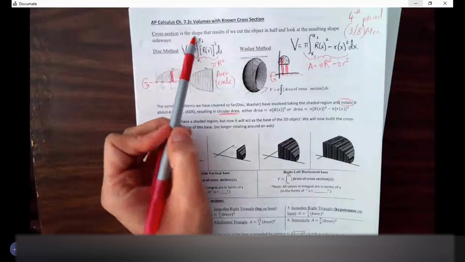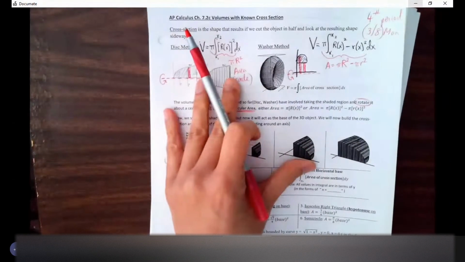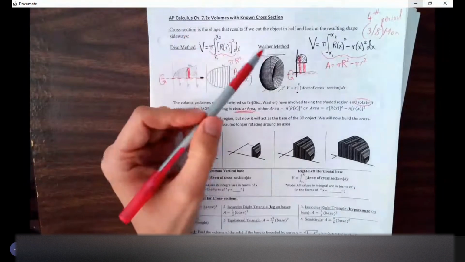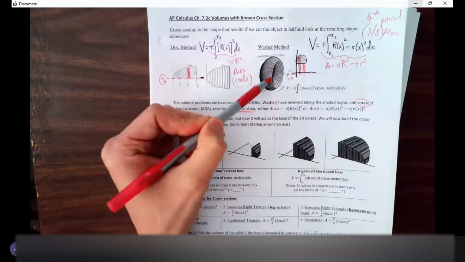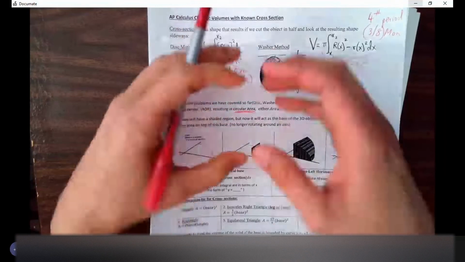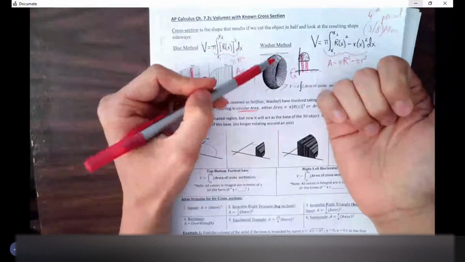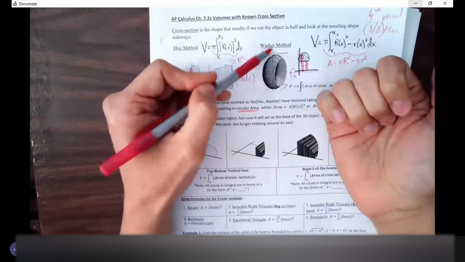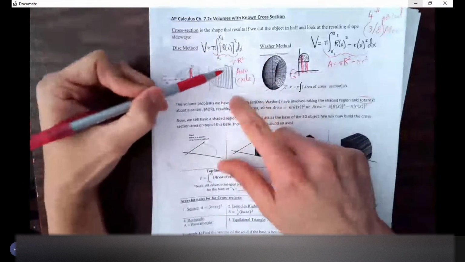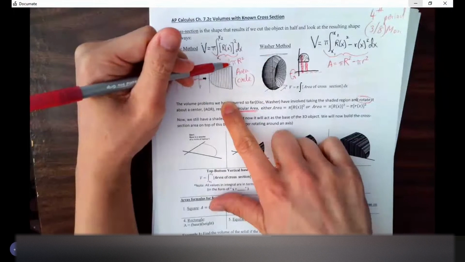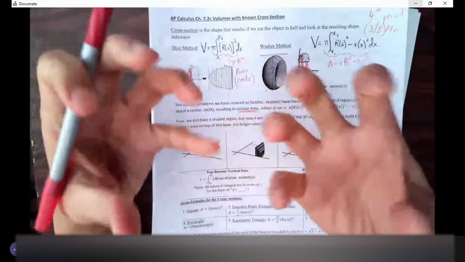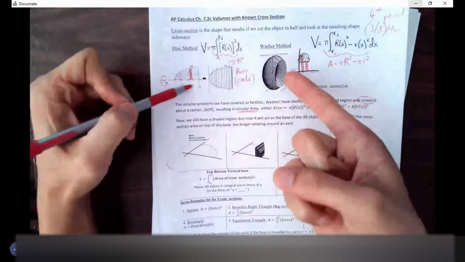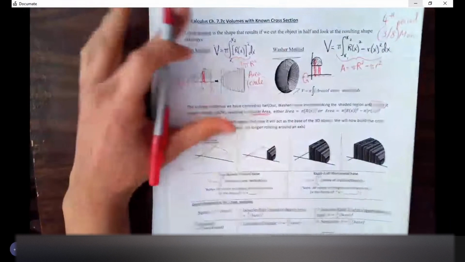So cross section is the shape that results if we were to cut the object in half and look at the resulting shape on the inside. So if I were to slice this disc either here or in the middle or in the back, if I open it up, I'm going to see circular rings, right? I'm always going to get a consistent cross-section shape no matter where I slice it, as long as I'm slicing in this orientation. Same thing here, right? I could be slicing this object here, or here, or here, anywhere. If I open it up, I'm going to see circles, right? And so these are problems that have circular cross sections.